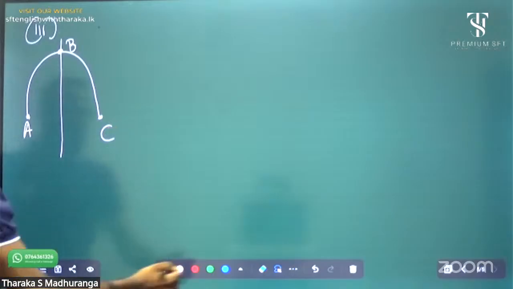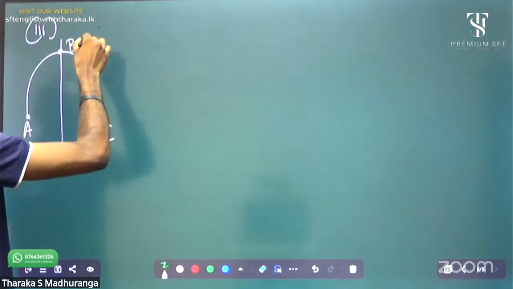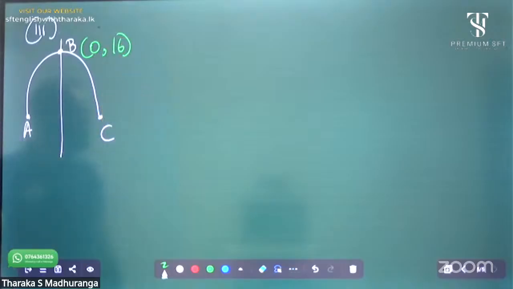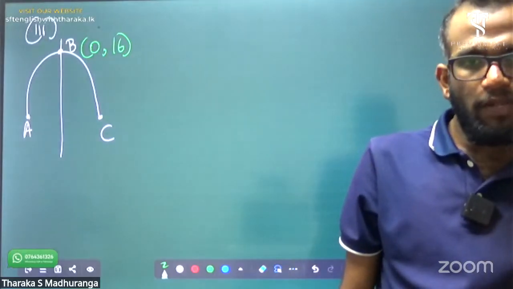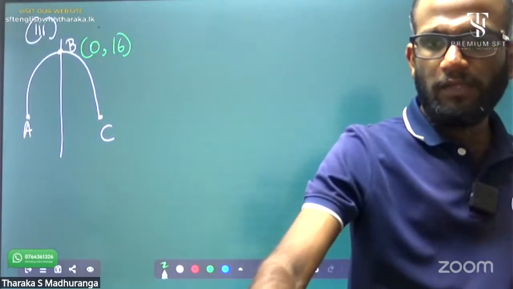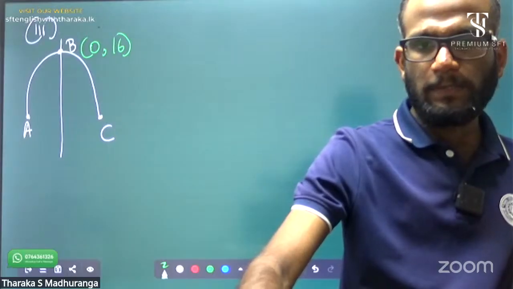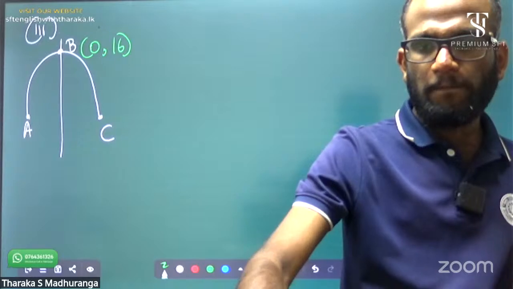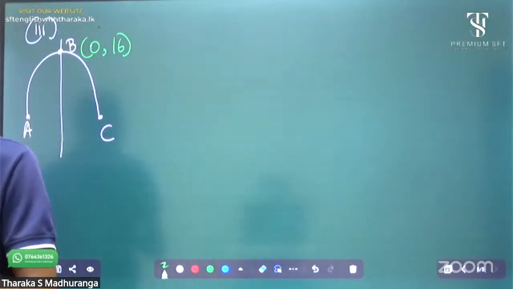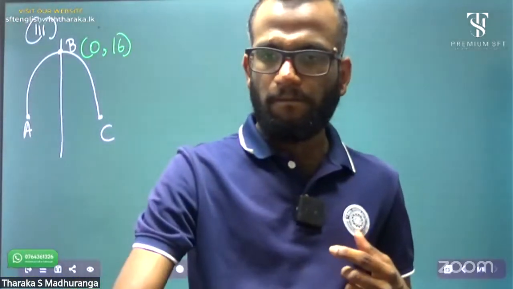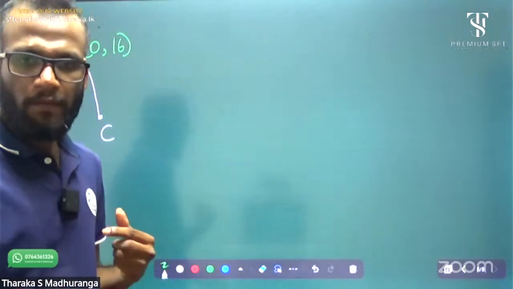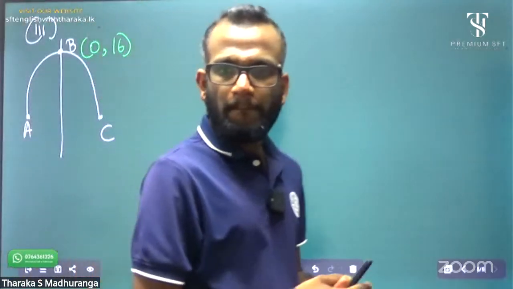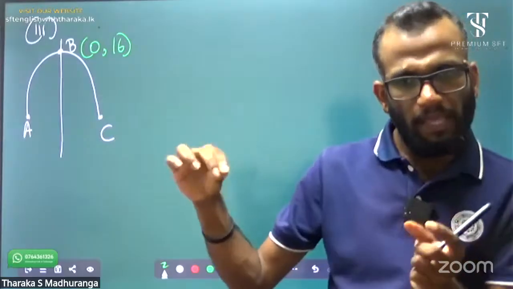A, B, C on the curve. Okay, what are the B coordinates? B point coordinates that we already got: 0, 60. What are the A point coordinates? What is the A point coordinate? Yeah, I want the A point coordinates. Coordinates mean both x and y values.